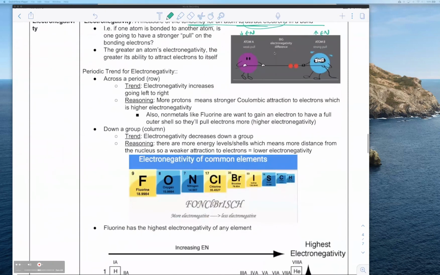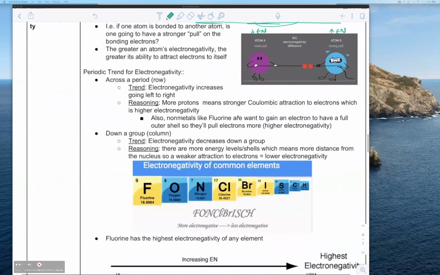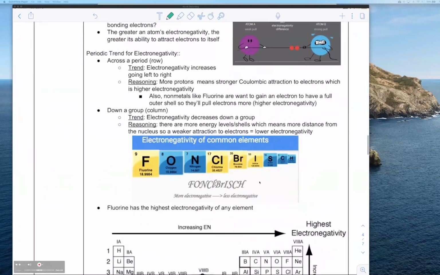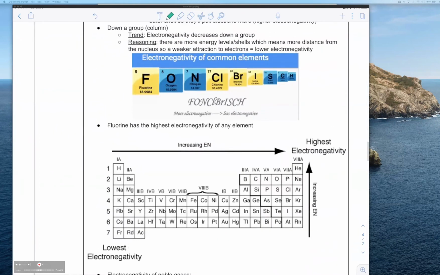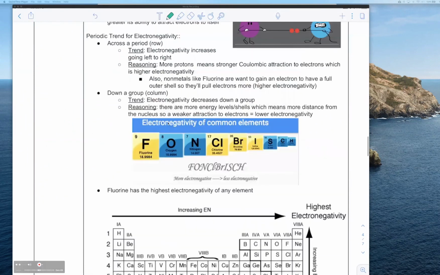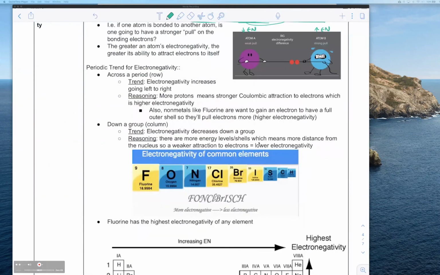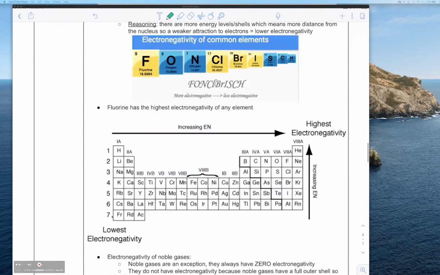So again, electronegativity is also kind of related to Coulombic attraction, right? So if you move left to right on a period, the atoms over here would have a higher electronegativity because they have more protons, so they can pull electrons more closely. And then electronegativity will decrease going down a group because, again, you have more energy levels, right? So then the protons can't attract the electrons as strongly.